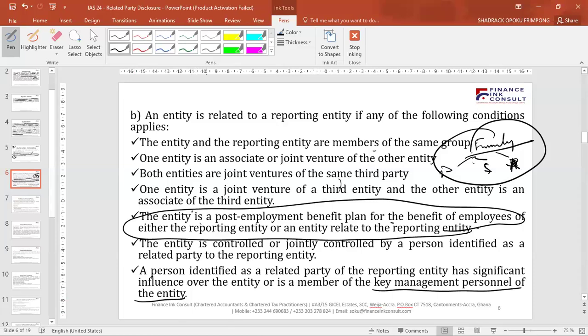This whole thing of influence, significant influence, and all those things is just determined by the number of shares you have in the other organization. So if we have Opoko Limited and I buy, let's say, 80% of the shares, I have significant influence. I take key decisions. So in that case, there is a relationship that exists between the company and myself.